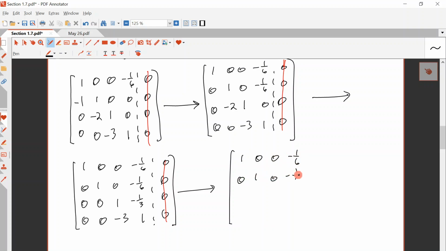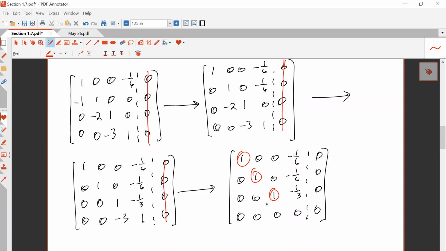1, 0, minus 1/6, 0, 0, 1, minus 1/3, and now we got 0, 0, 0. Add this 3 times, and we get 0. Right, so my leading coefficients are in these columns, all right, and my leading coefficients or pivots, right?